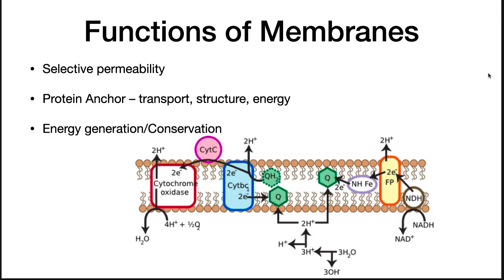In summary, membranes serve three general purposes. They create a selective permeability barrier, they serve as an anchor for membrane proteins involved in transport, structure, and energy generation, and they help to generate and conserve energy. That's it for this section. In the next section, we'll look at the outer layers.